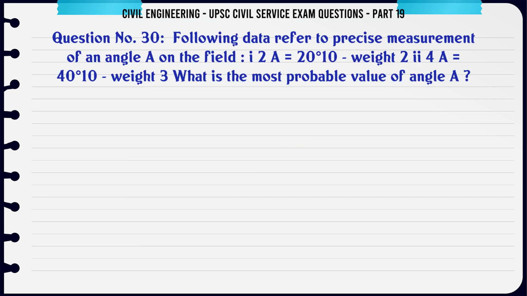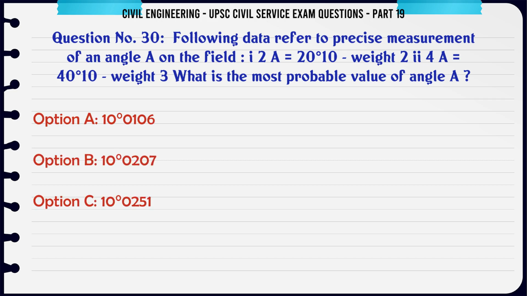Following data refer to precise measurement of an angle A on the field: 12°20' weight 2, and 40°10' weight 3. What is the most probable value of angle A? A.